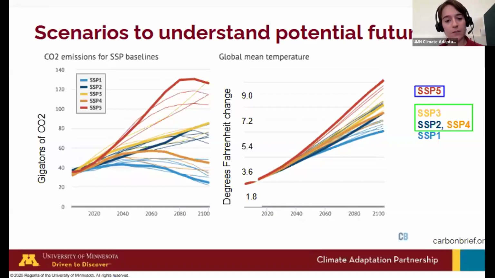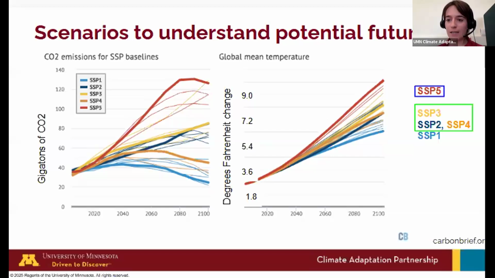So we use these scenarios to show a range of what can be expected. On the left-hand side of this graph, you'll note that these scenarios, which are represented by different colored lines, represent different amounts of carbon dioxide emissions. On the right-hand side of that graphic, we're looking at what those carbon dioxide emission scenarios actually mean in terms of expected degrees change. For the sake of this presentation, we'll be largely focused on the scenario that is represented by that red line at the top of both of those images.